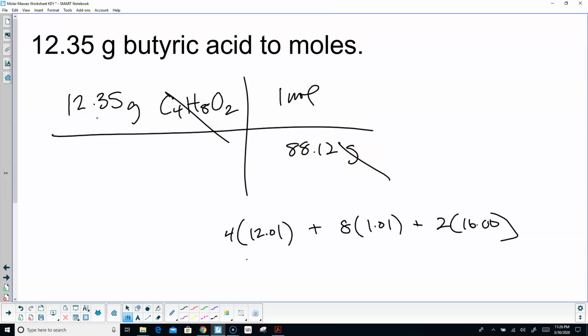Grams cancel. This one I'm going to divide. 12.35 divided by 88. When I do so, I'm going to have 4 sig figs, so it's going to be 0.1401 moles of the butyric acid.